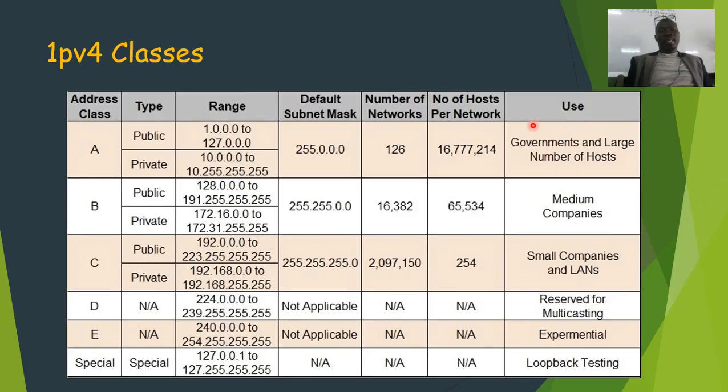So usually, Class A networks are reserved for the governments and large organizations. Class B is for medium companies, and Class C for small companies, and so on and so forth. Now we also have Class D, which is basically reserved for multicasting, and Class E is reserved for experimental purposes or basically research.